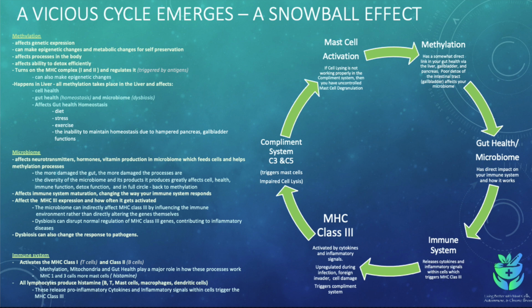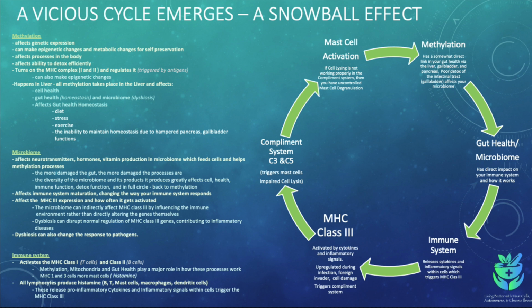Methylation happens in the liver, and this affects your cell health, your microbiome, and your gut health homeostasis. Diet will alter this, as will stress, exercise, especially if it's too much or not enough, and the inability to maintain homeostasis due to a hampered pancreas, spleen, or gallbladder. So if you know you're having gallbladder, spleen, or pancreas pain, you're messing with your methylation and your major histocompatibility complex, both of which help control your immune system.